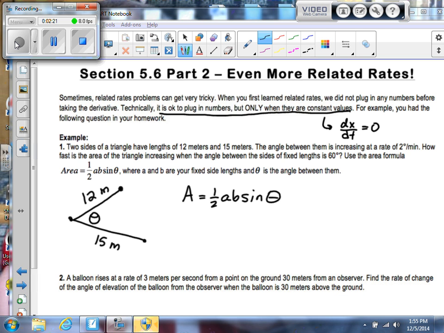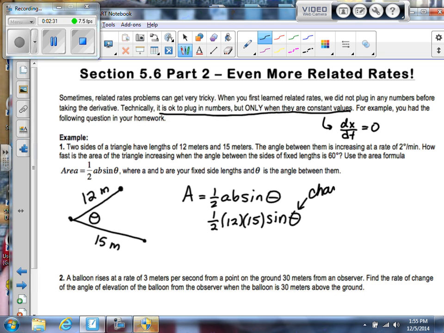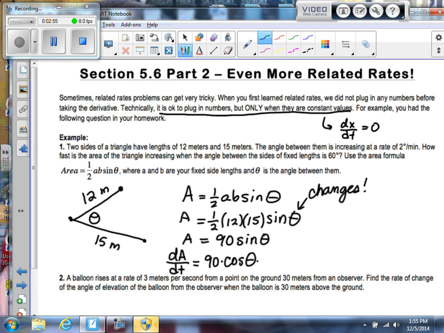All right, so I'm going to go ahead and plug in the numbers. So I have 1/2 A, B, but theta is something that is changing. So I cannot plug in that 60 degrees here. Because if I did, when I took the derivative, it's just going to be 0, right? That's not interesting. So I have 1/2 times 12 times 15, so 90. So 90 sine theta. And I now take the derivative with respect to time. So I get dA over dt equals 90 times cosine of theta times d theta over dt.